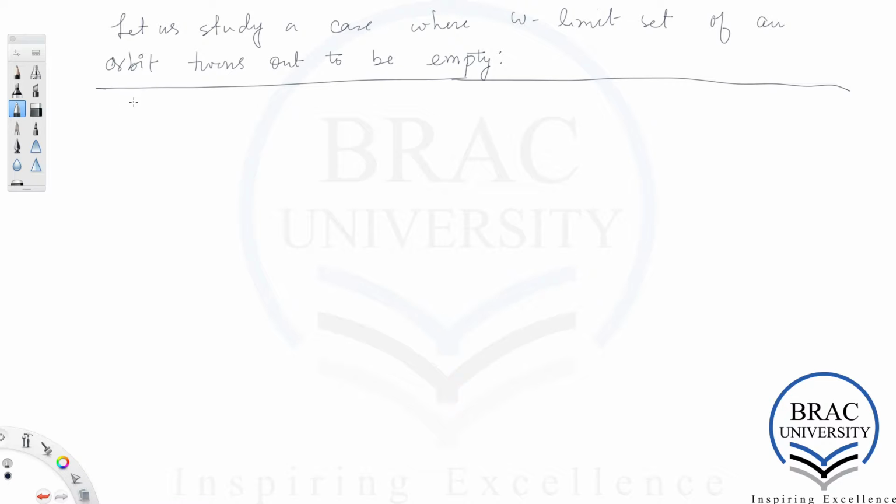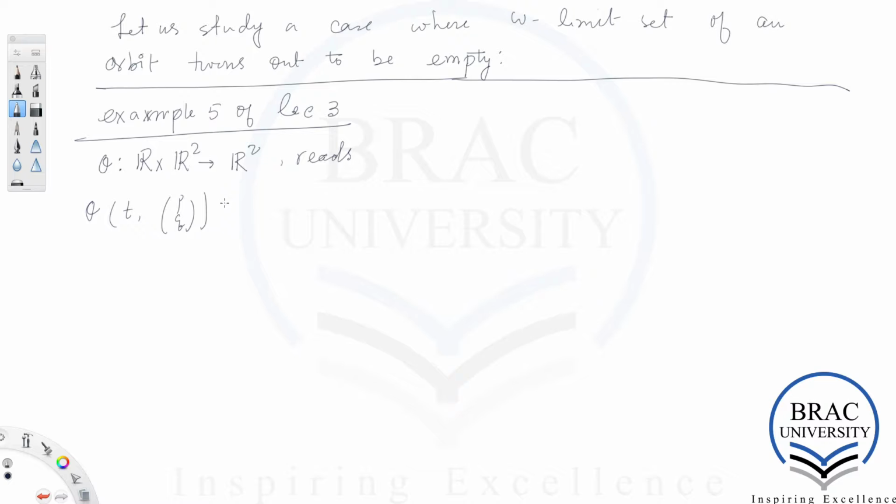Okay, let's refer back to example 5 of lecture 3, where the flow map theta from R cross R2 to R2 reads: theta(t, (p, q)) is a vector in R2, equal to e to the lambda t, 1 t, 0 1 times (p, q). This holds for all t in the set of real numbers, and this (p, q) vector is in R2. This is our equation number 11.